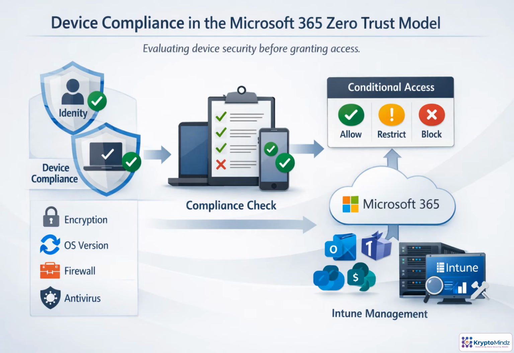In Zero Trust, a signed-in user is not enough. Microsoft 365 also needs confidence in the device making the request. Compliance policies define that baseline. Encryption is enabled, the operating system is current, firewall and antivirus are active, passwords are required, and the device is healthy. Intune applies these policies, reports status, and supports remediation when a device falls out of compliance. Conditional access uses that device signal, along with identity and risk signals, to decide the outcome. Allow full access, limit the session, or block access until the device is fixed.